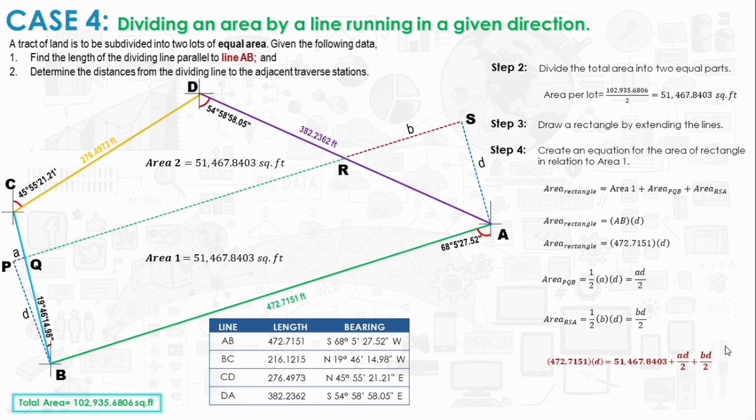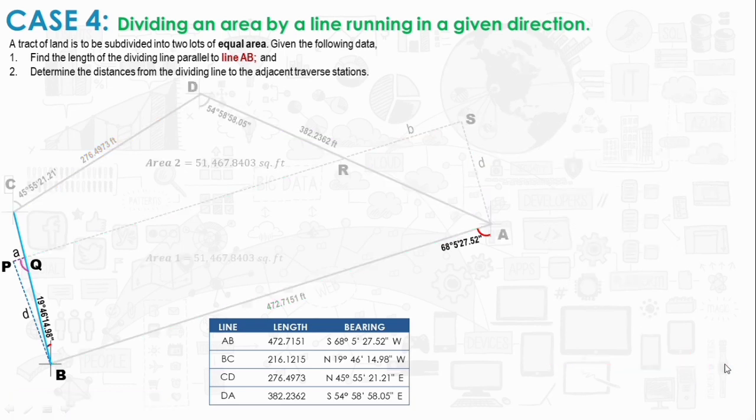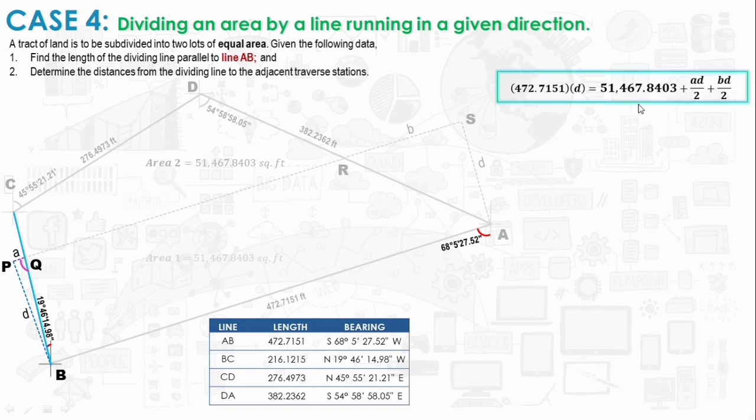So, dyan, ito yung general equation na pwede nating gamitin. In terms sa formula natin dito, in terms of D, tatlo yung magiging unknown natin: si D, si A, tsaka si B. So, ang next goal naman natin ngayon, i-determine natin yung value ni A in terms of D and value ni B in terms of D. So, ito yung magiging equation natin.